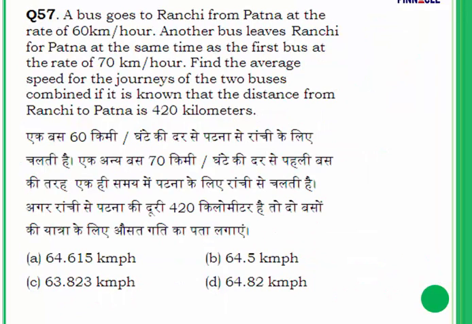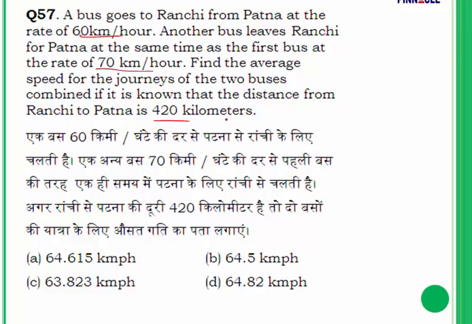Question number 57. A bus goes to Ranchi from Patna at the rate of 60 km per hour. Another bus leaves Ranchi for Patna at the same time as the first bus at the rate of 70 km per hour. Find the average speed for the journey of the two buses combined if it is known that the distance from Ranchi to Patna is 420.